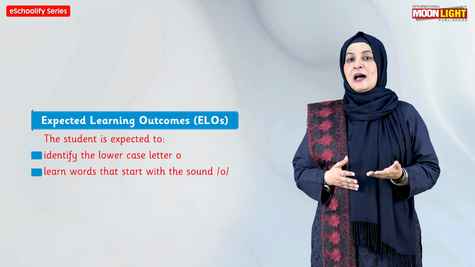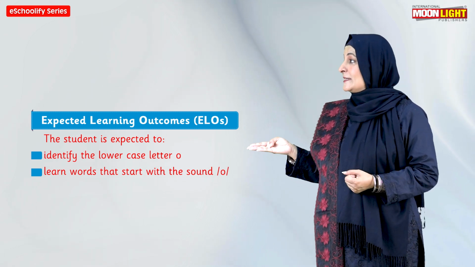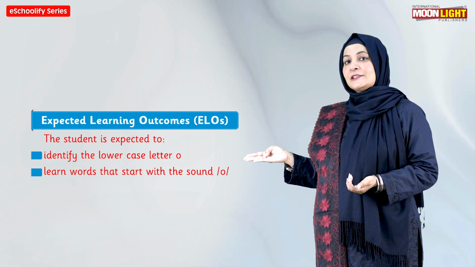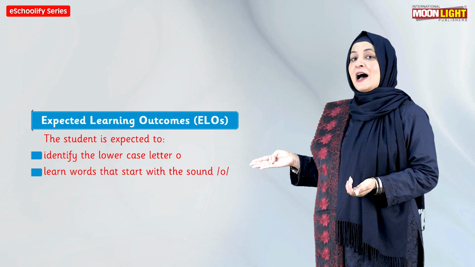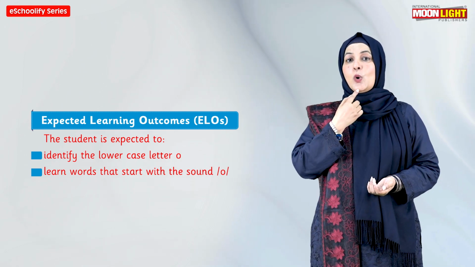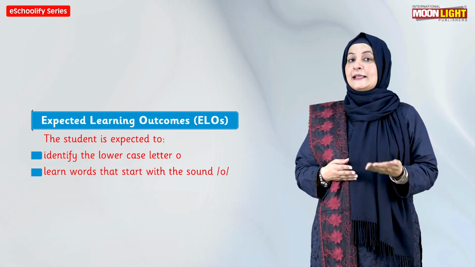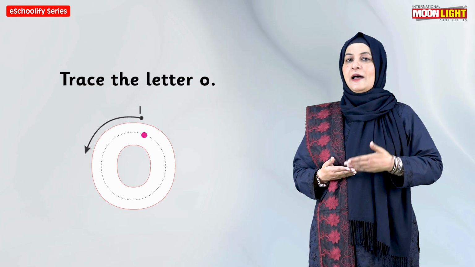So, let's start. What are the learning outcomes of letter O? The student is expected to identify the lowercase letter O and learn words that start with the sound O. Here, first of all, let's start with how to write it, how to pronounce it. After that, its vocabulary words.